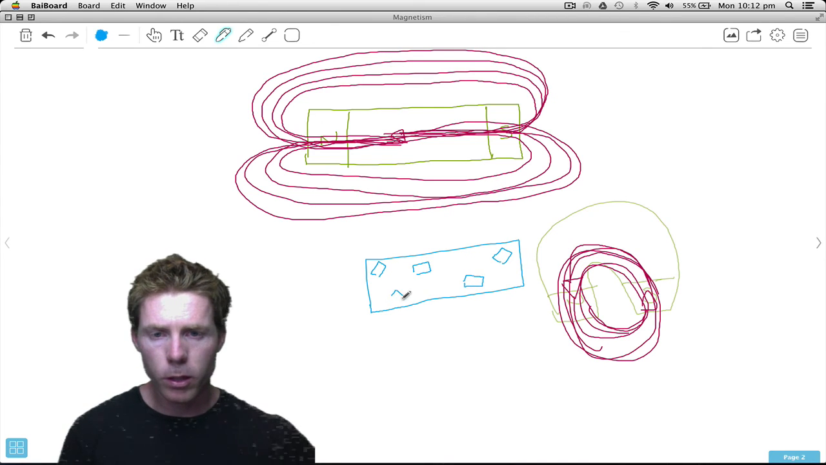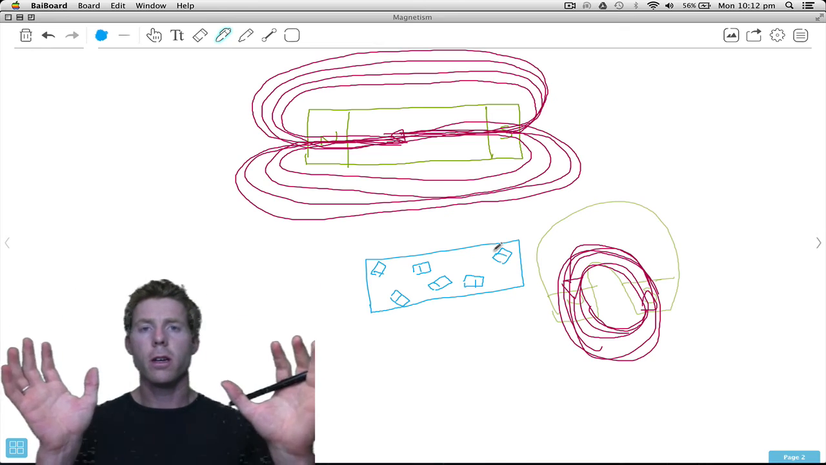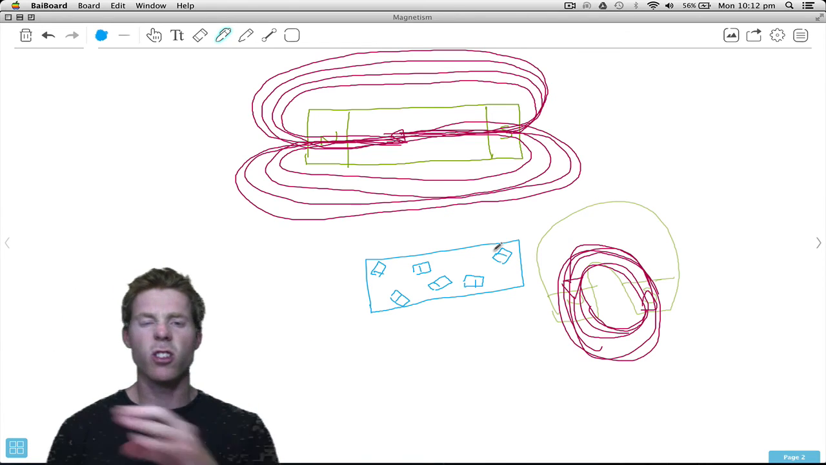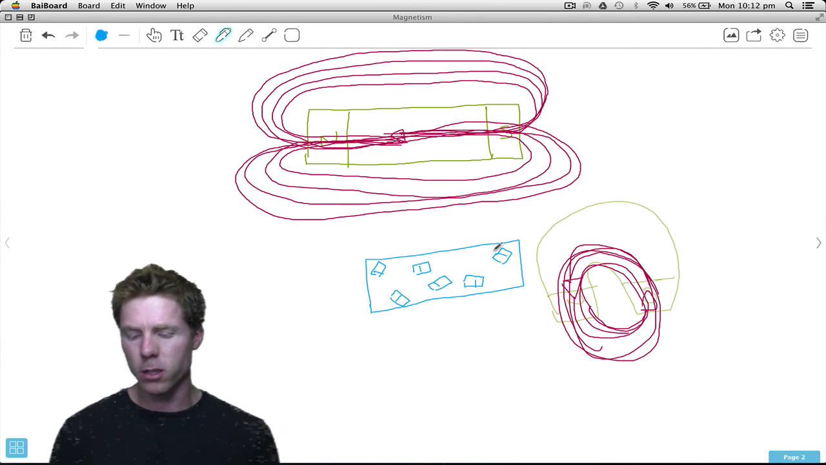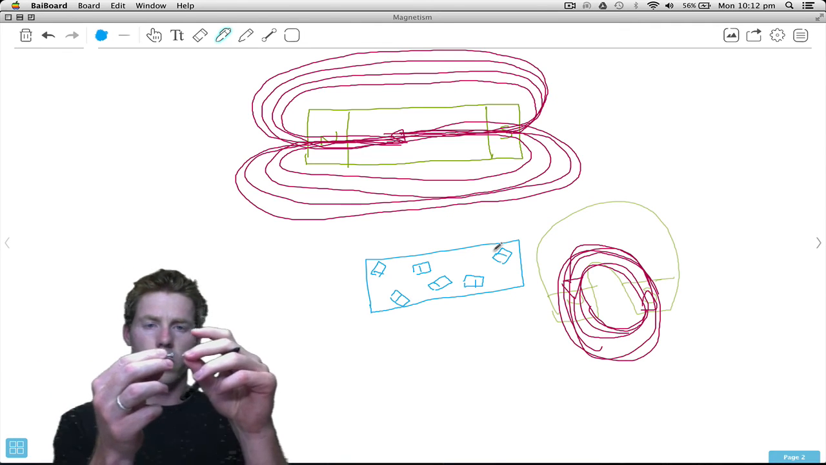But notice how I'm drawing these. They're all in random directions, which means their north and south poles are just all over the place. So the overall effect is they just cancel each other out, and there's really no magnetism at all. So this does not attract this.